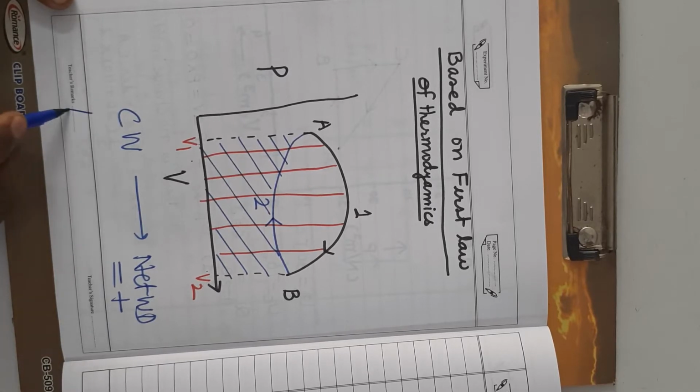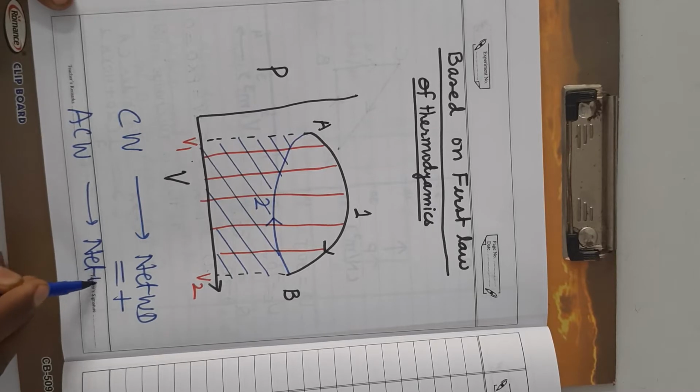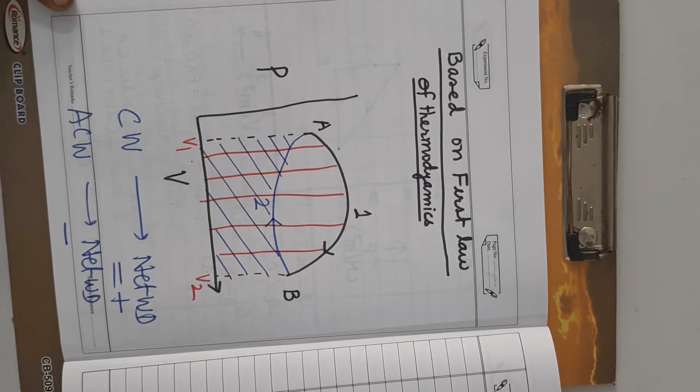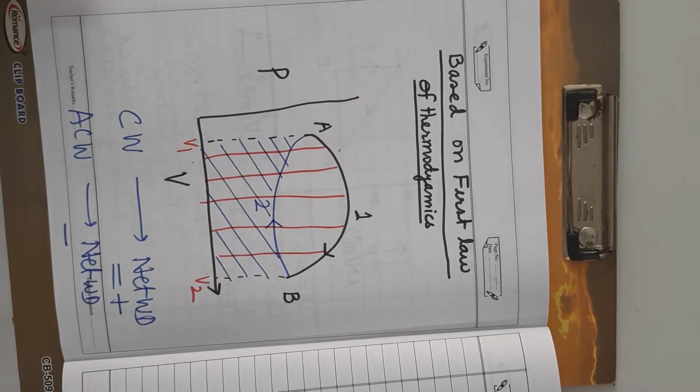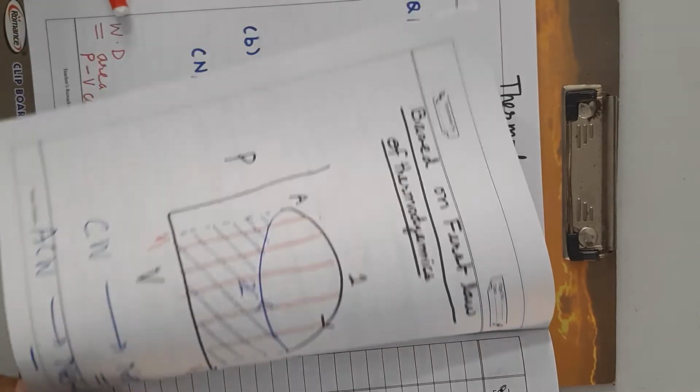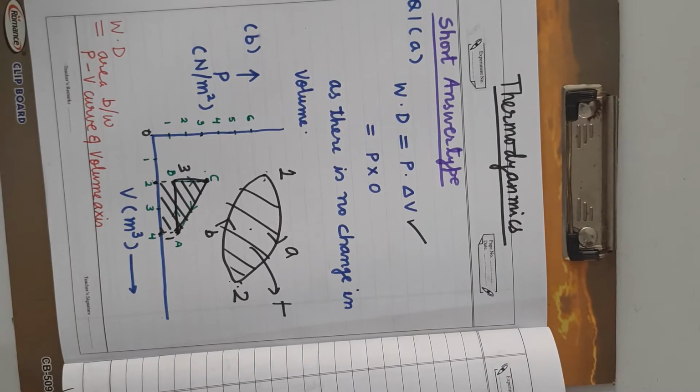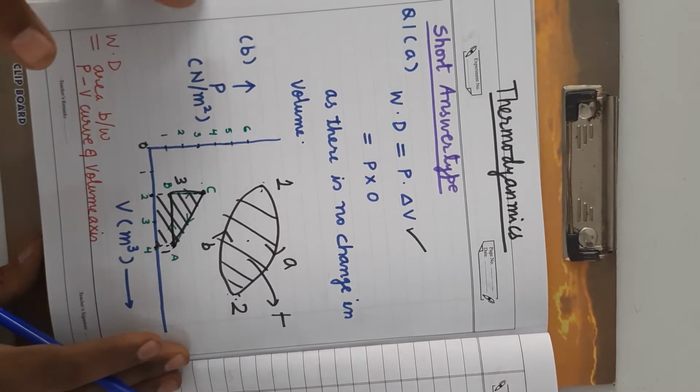पर अगर एंटी क्लॉकवाइज हो, then what will happen? Net work done will be negative. And if net work done comes out negative, it means it is done on the system. Work is done on the system. It's clear. So this we will remember, this I have written here.